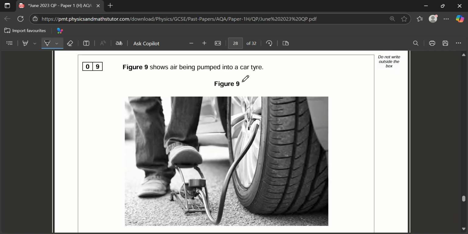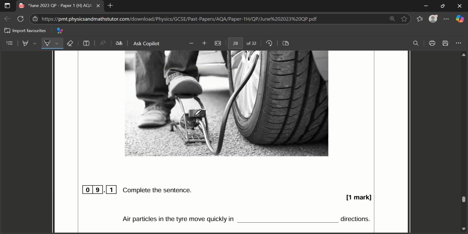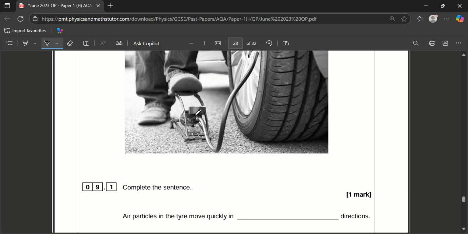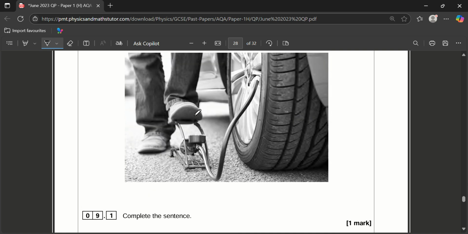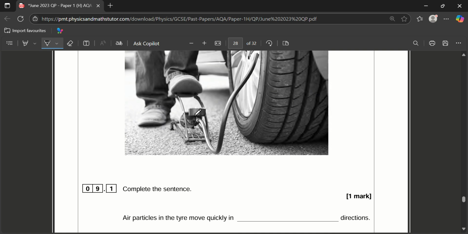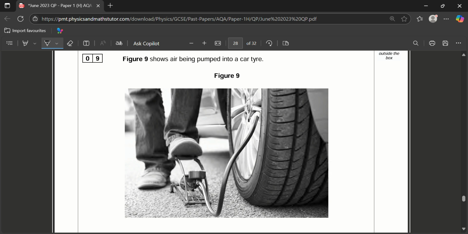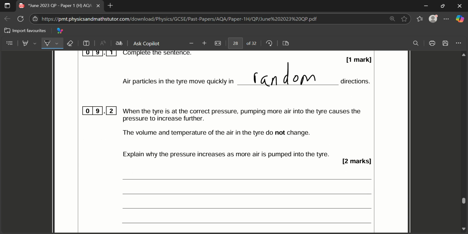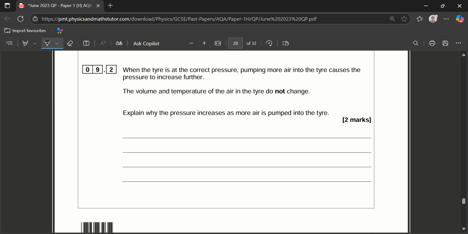Next question. Question 9 now. Figure 9 shows air being pumped into a car tire. Complete the sentence. Air particles in the tire move quickly in random directions. What do you know about air particles in a gas? They move quickly in random directions. It's one of those things you need to always know.